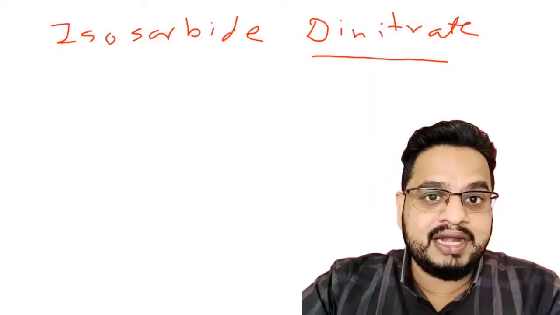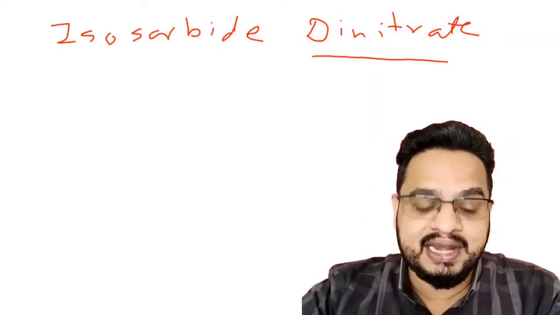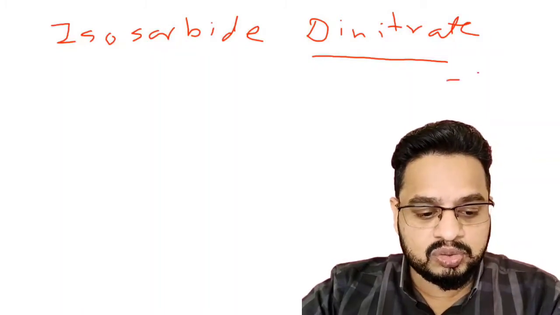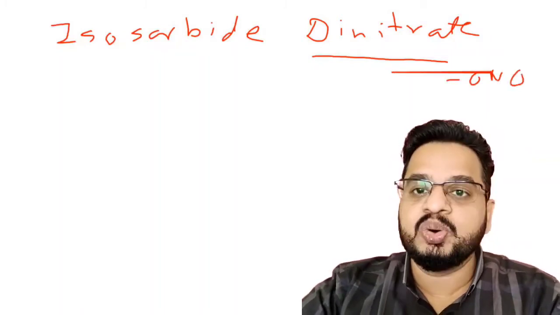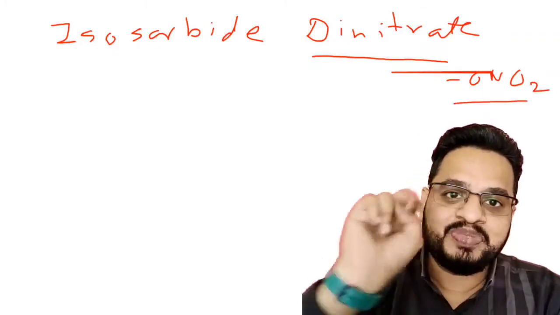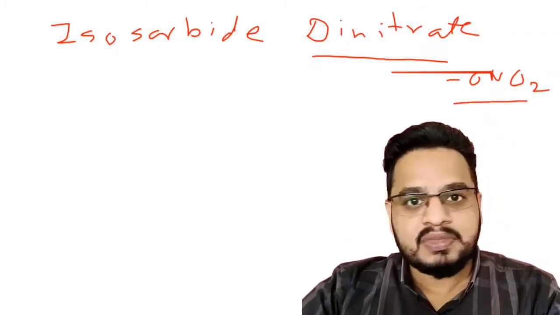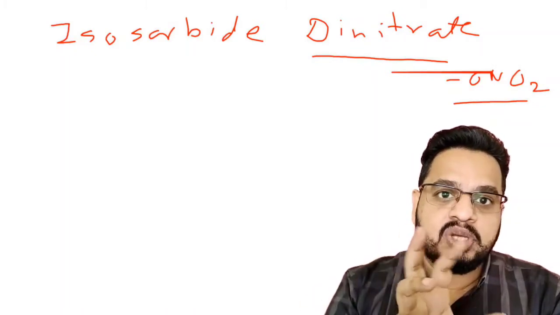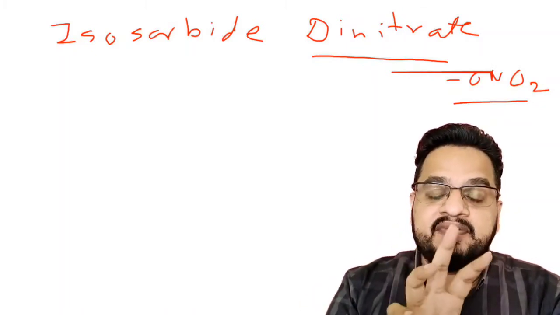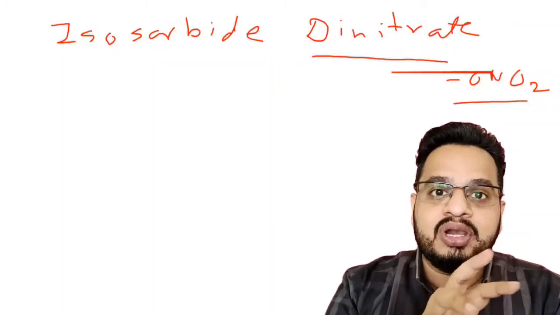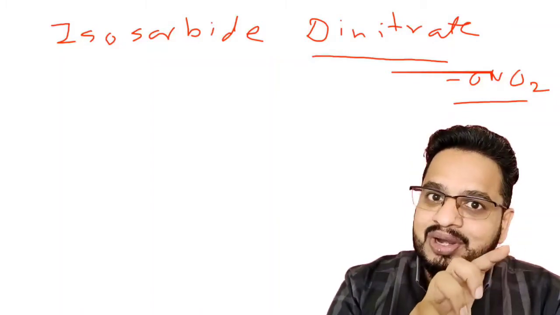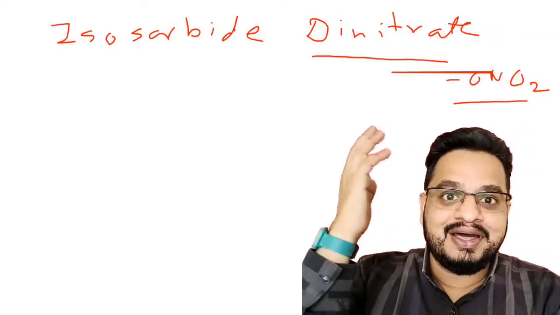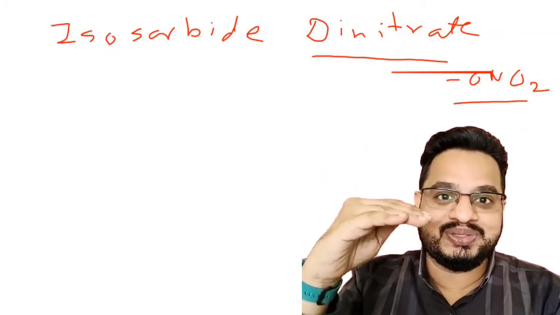Okay, so in that we had seen how we are going to write that dinitrate. So you know that this is ONO2, isn't it? So this is ONO2 like that. So there will be two dinitrates. From isosorbide, you must be knowing that isosorbide is relevant to sorbitol. Sorbide, sorbitol, D-sorbitol, and D-sorbitol is a reduced compound from D-glucose.